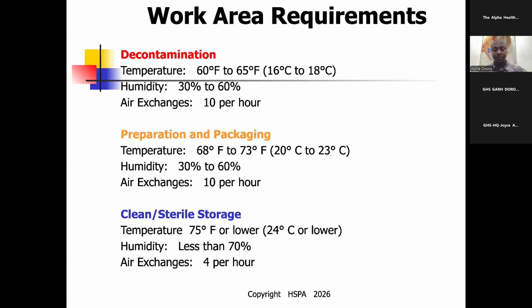Prep and pack. This is where the instrument has been cleaned, disinfected, and now you are coming to assemble. By keeping these temperatures at all times, you are keeping the area at a positive pressure. Cleaning area. By keeping this temperature, humidity and air exchange, you are keeping this place also at a positive pressure.